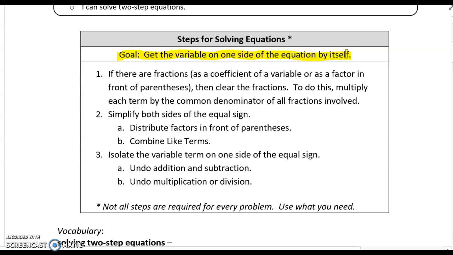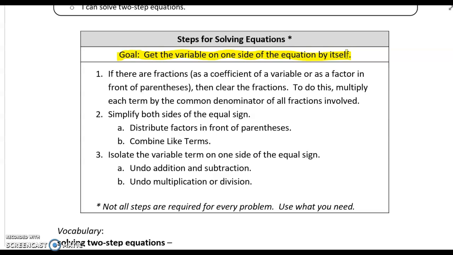Now we're going to see that if there are fractions, and we've already seen some equations in lessons and homework where there are fractions, either as a coefficient of a variable or a factor in front of parentheses, then we need to make sure that we clear them out. We're going to go through some examples of how to clear out the fractions.